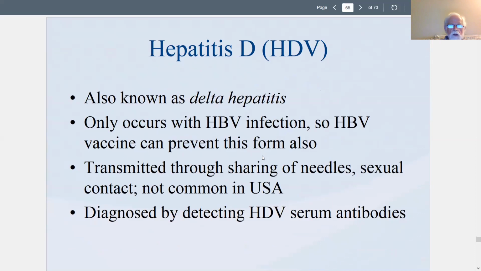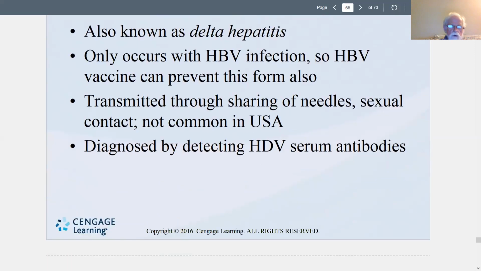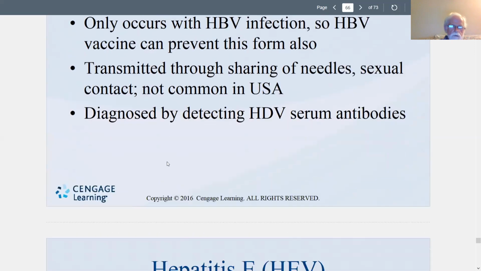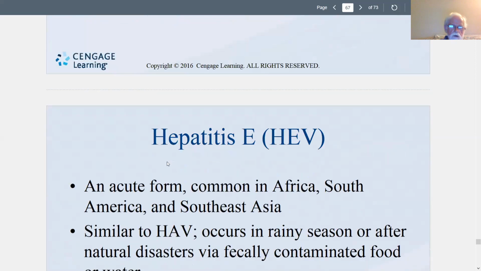Hep D was known as Delta disease. It only occurs with Hep B infection. So in reality, even though there's no specific Hep D vaccine, since it can only occur conjunctively with Hep B, the Hep B vaccine can prevent it. It too is a bloodborne disease, not common here in the US.